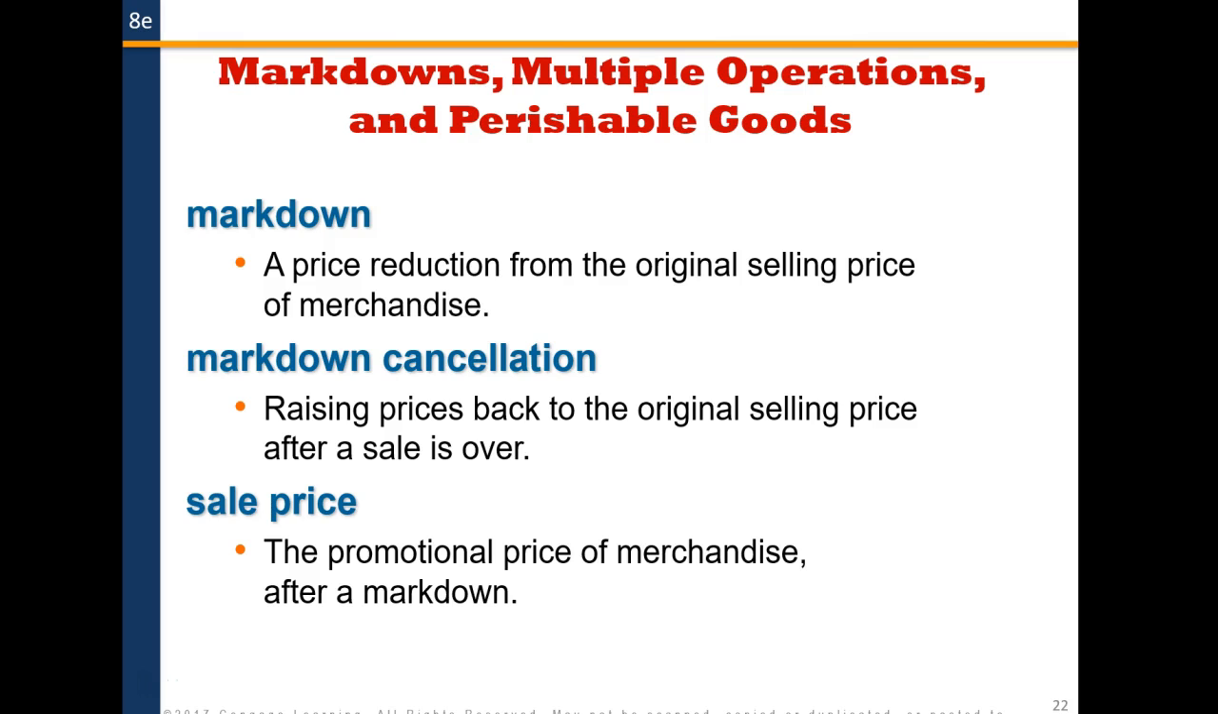Our last section of Chapter 8, Section 3, covers markdowns, multiple operations, and perishable goods. So first, a markdown: what I want you to know about this is that it's a price reduction from the original selling price. A markdown cancellation is when you raise prices back to the original selling price after a sale is over. And the sale price is the promotional price of merchandise after a markdown.